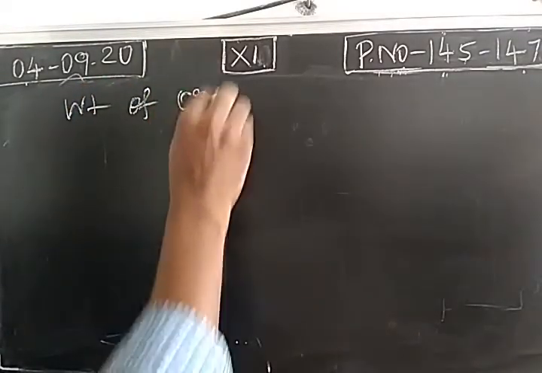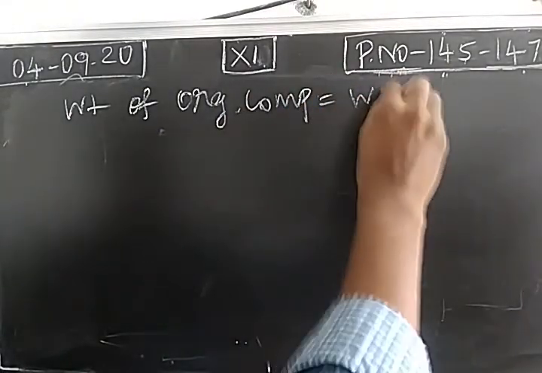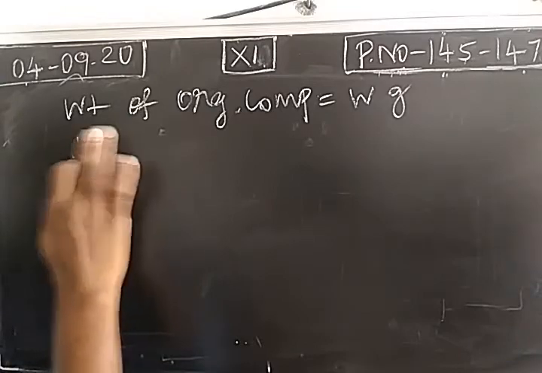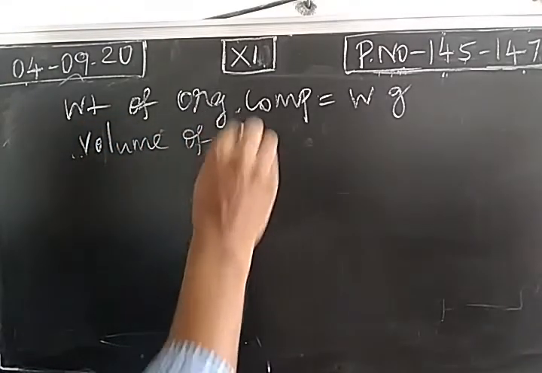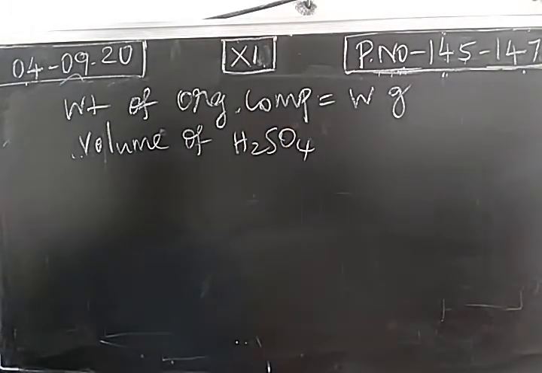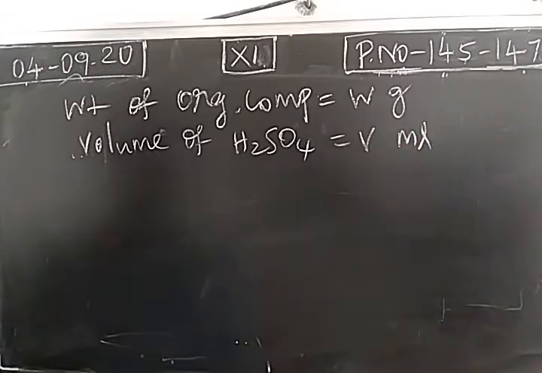So weight of organic compound is taken as W gram. Next, volume of sulfuric acid consumed in the receiver. How much sulfuric acid is consumed by ammonia to form ammonium sulfate? The volume is taken as capital V mL.